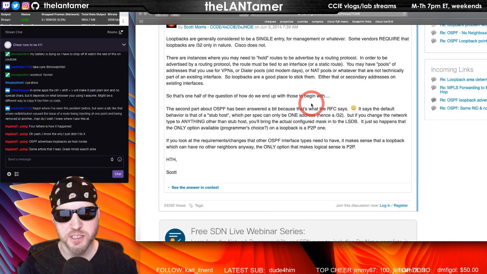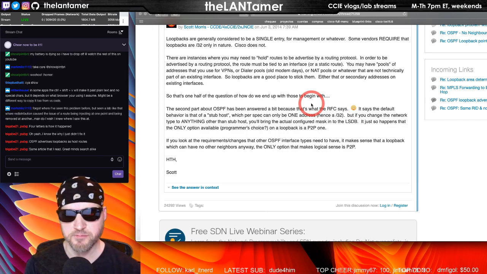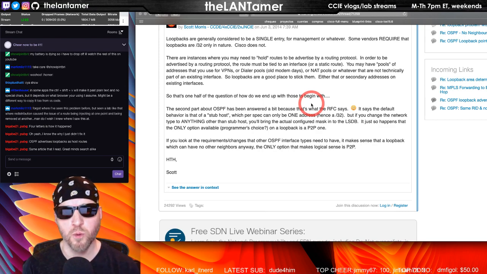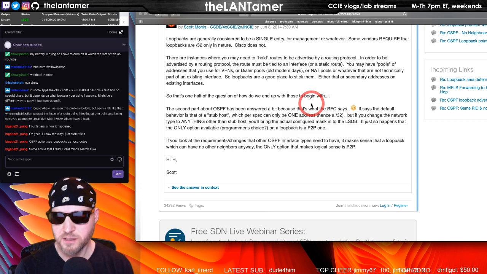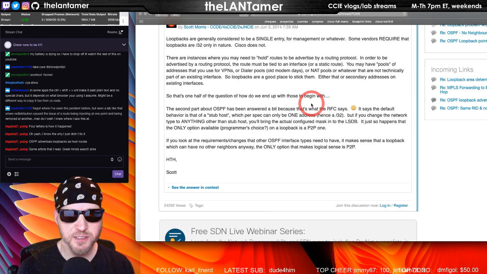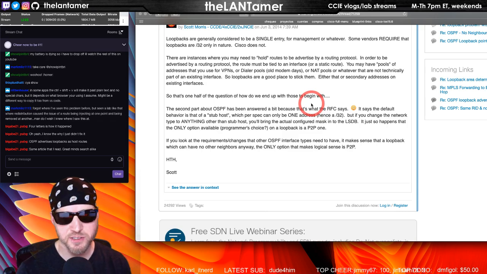However, the RFC for OSPF says that if you use a loopback, it doesn't matter what network or what network mask you put on there, it's considered a stub host. So it's considering that a host on that link, and it's always going to advertise it as a /32.